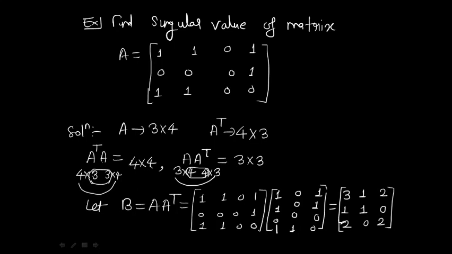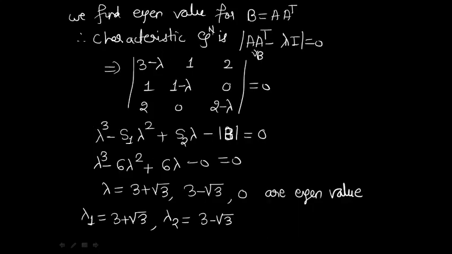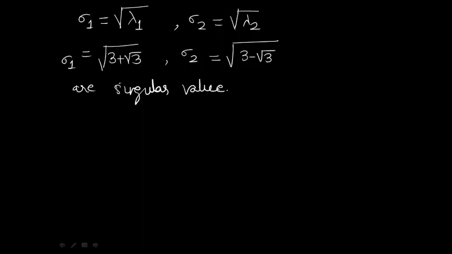Then for this B, we will find out the characteristic equation as per our usual process and we will find out its values, which are called eigenvalues. Then in the eigenvalues, we will not consider a 0 eigenvalue for calling it a singular value. So whenever you have a zero eigenvalue, that will be neglected and the remaining will be arranged in descending order.